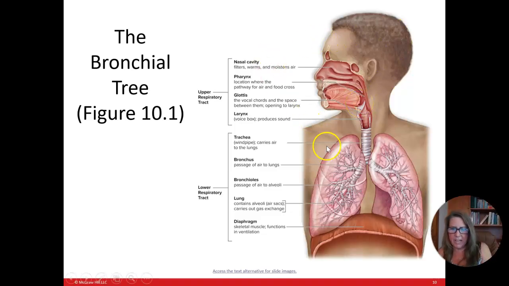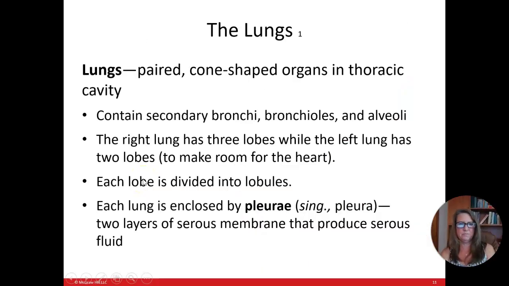All right, so let's take a look at the bronchial tree. Remember the trachea is coming down and dividing up. So we have the primary bronchus, secondary bronchus, and then we get down to these smaller tubes, the bronchioles, and then the bronchioles are going to terminate in the alveoli. So we see those there.